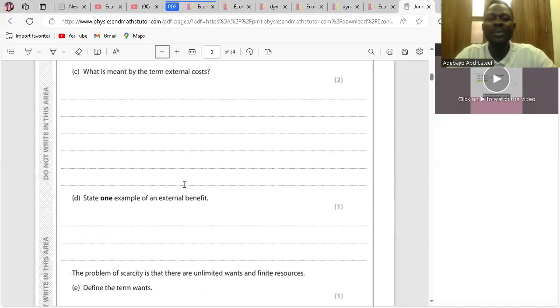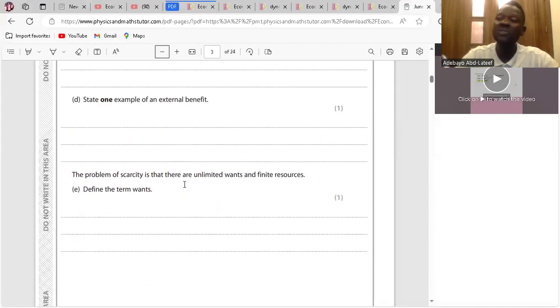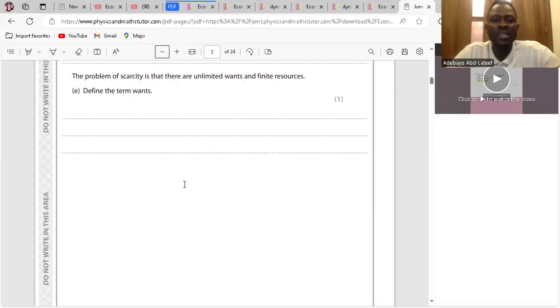What is meant by the term external cost? When you talk about external cost, we're talking about negative externalities caused as a result of production or consumption of goods and services by firms, individuals, or governments, which becomes a cost to the third party. Clear? Yeah. Example, here it says, take an example of external benefit. External benefit could be education, could be vaccination. You get that?